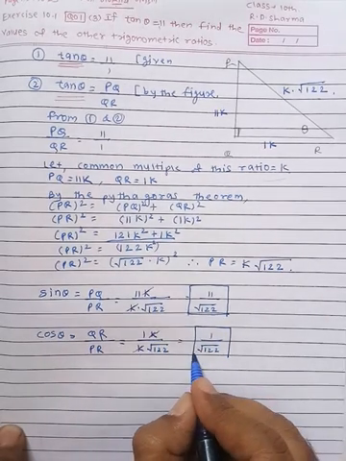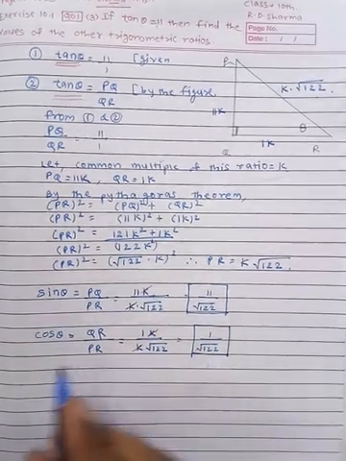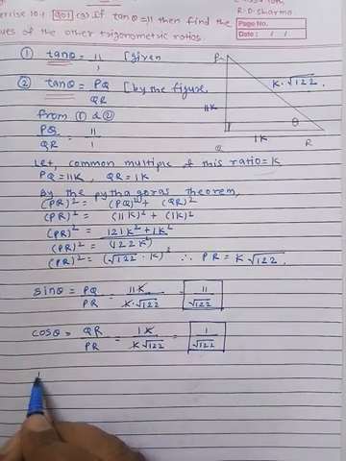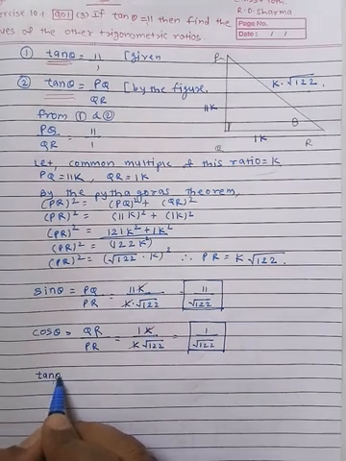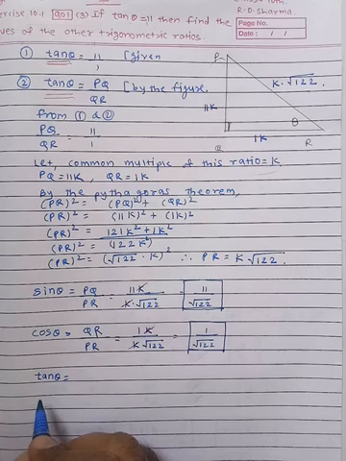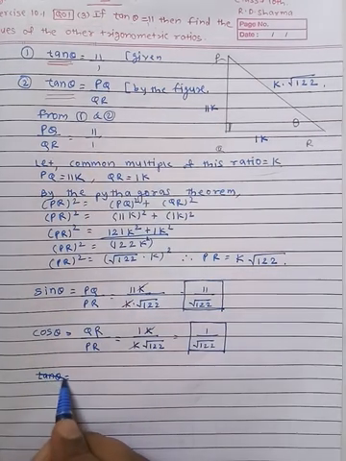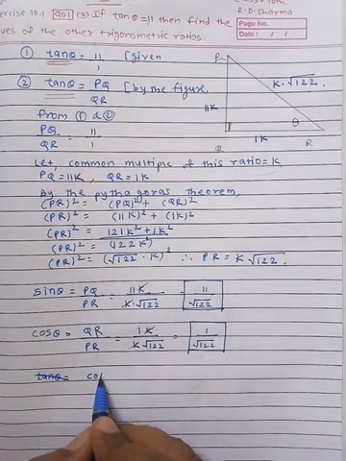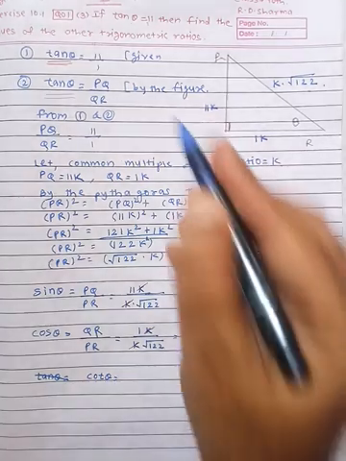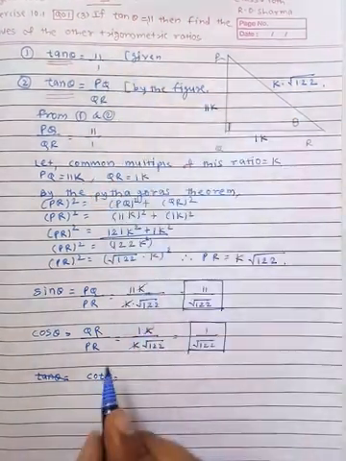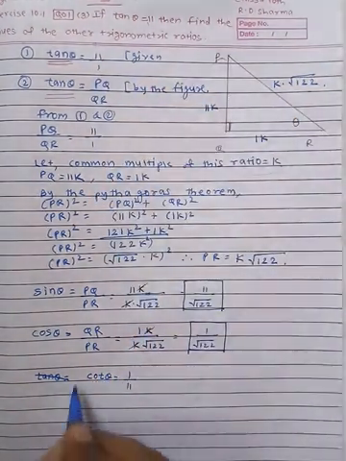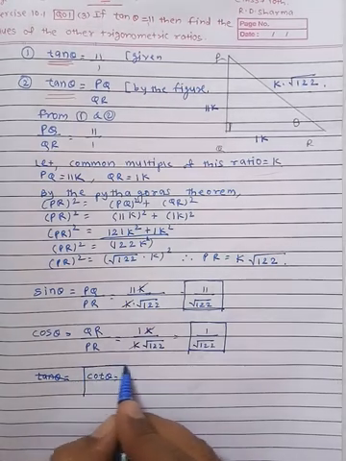Then find the remaining trigonometric ratios. How to find tan theta? Sorry, tan theta we know here. Then cot theta. Tan theta is 11 by 1. Their inverse is 1 by 11. So the cot theta is 1 by 11.